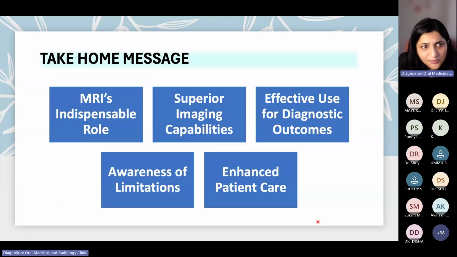So, take home messages. The key takeaway from today's presentation is that MRI is an indispensable modality for evaluating maxillofacial conditions due to its superior imaging capabilities and detailed soft tissue resolution. It is essential to leverage MRI's strengths while being mindful of limitations to provide the best possible care to the patients. Understanding when and how to use MRI effectively will enhance diagnostic outcomes and contribute to more precise treatment planning in maxillofacial imaging.